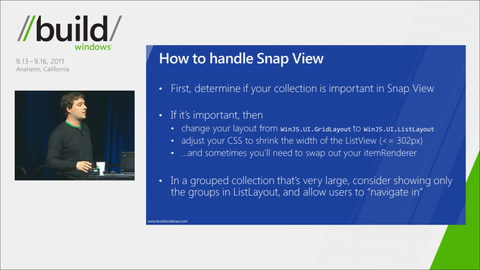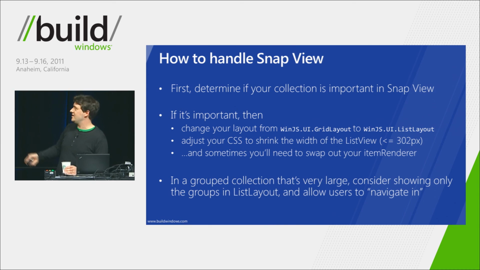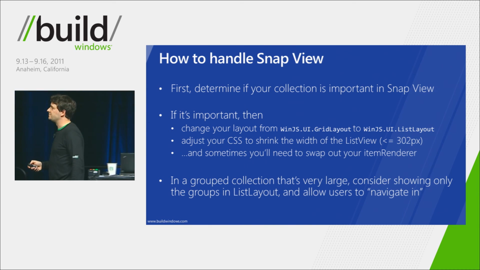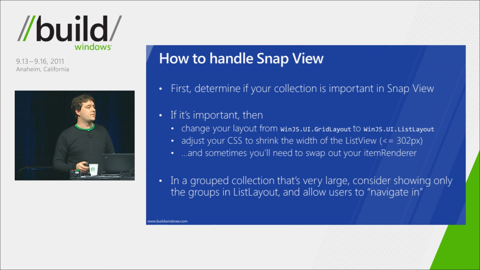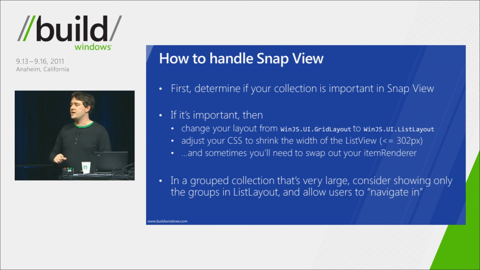You can make it a full 320 if you want, but this is Ryan Demopoulos' recommendation, 302 pixels. And then the last thing you may need to do is change your item renderer. I would say most of the time you need to do this, because when you were showing that grid of items, they might have been big and had lots of content, and they were right in your face. And then all of a sudden you snap over, and you've got limited real estate there. And you may have to go and change how those items are represented.